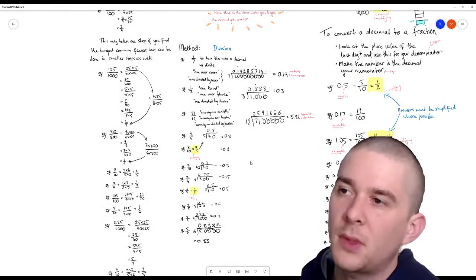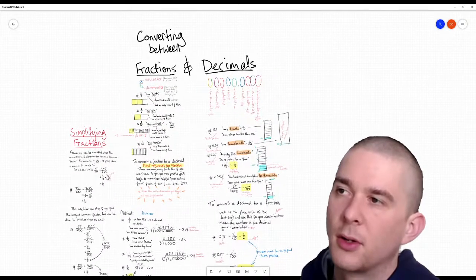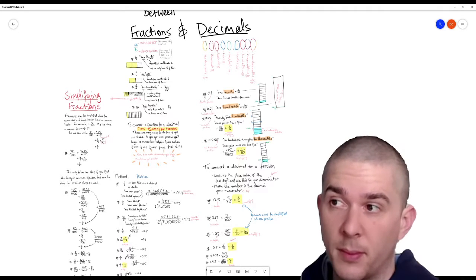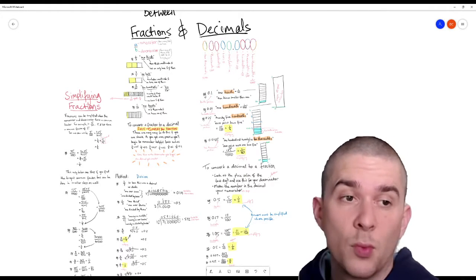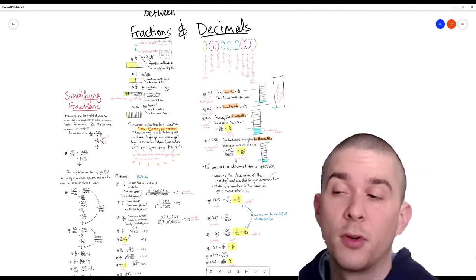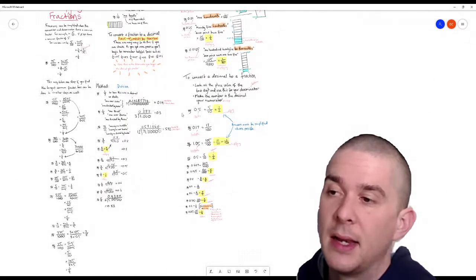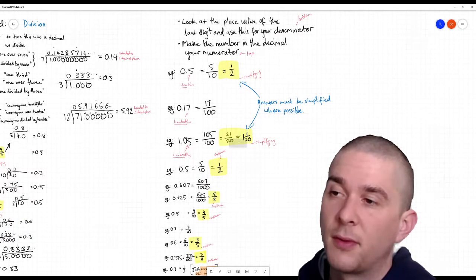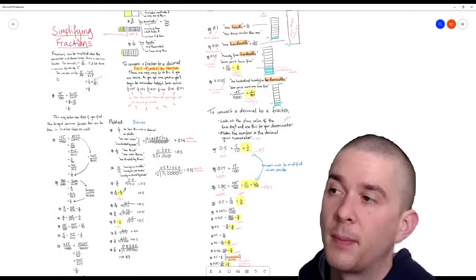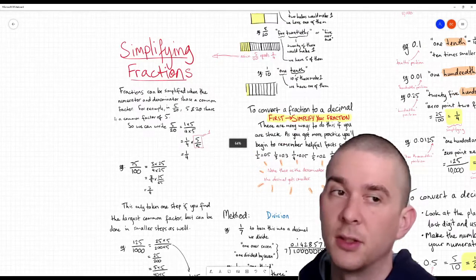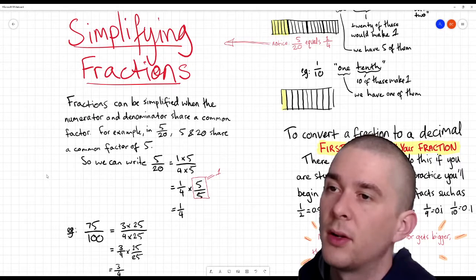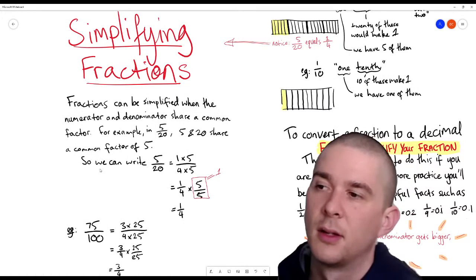All right, so now we have looked at converting between fractions and decimals. We've looked over what a fraction is, what the numerator is, what the denominator is. We've looked at what a decimal is and what the different place values are and how the place values are really important for converting our decimals to fractions. Now, in a lot of cases, both in the fractions and in the decimals, we did some simplification. So, before we wrap up, I just want to go over simplifying fractions. Now, fractions can be simplified when the numerator and the denominator share a common factor.